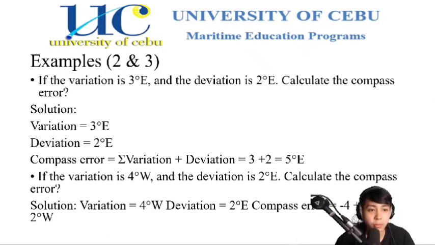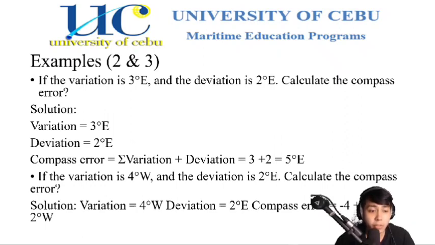Here in examples 2 and 3, if the variation is 3 degrees east and the deviation is 2 degrees east, how do we calculate the compass error? So here's the solution. The variation is 3 degrees east and the deviation is 2 degrees east. To get the compass error, we add the variation and deviation, 3 degrees east and 2 degrees east. We got the answer of 5 degrees east.